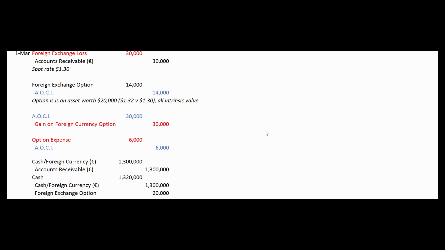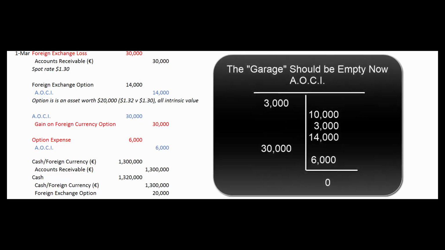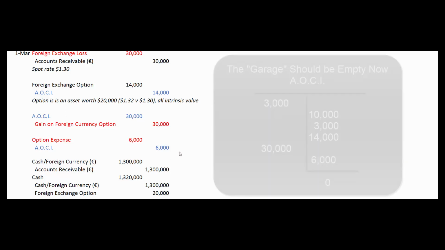We book $6,000 of amortization expense to get rid of the time value of that option, so that we're just left with the intrinsic value of the option, which is $20,000. And again, we're doing artificially what happened naturally when we treated it as a fair value hedge.